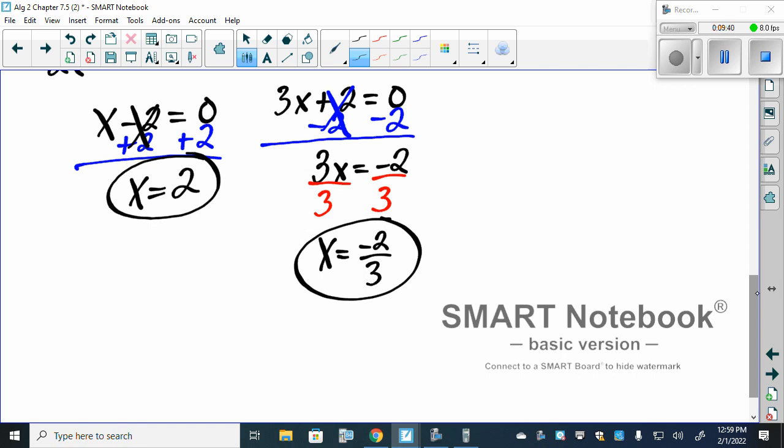Now, what did we find our restrictions to be? We said x cannot be what? Negative 1 or 0. Are either of our answers one of our restrictions? No. So both of these answers work for this here. So the answers for this are x is equal to 2 and x is equal to negative 2 thirds. And that's it. That's all we have to do for this here. Any questions on any of these problems here? Let's go on and look at the next one.